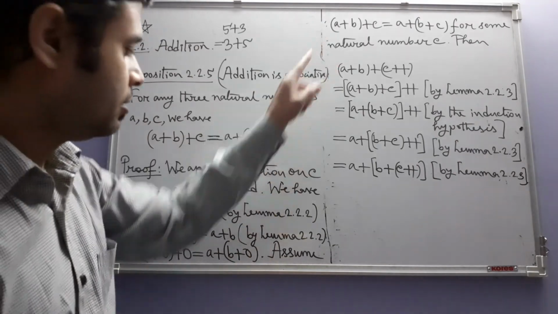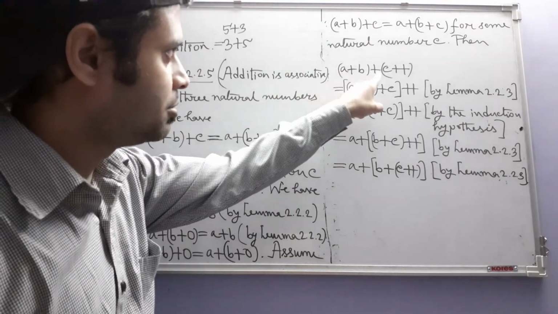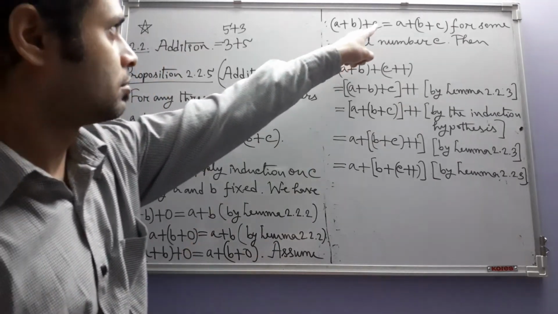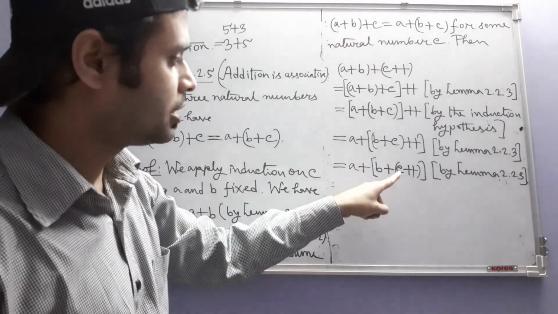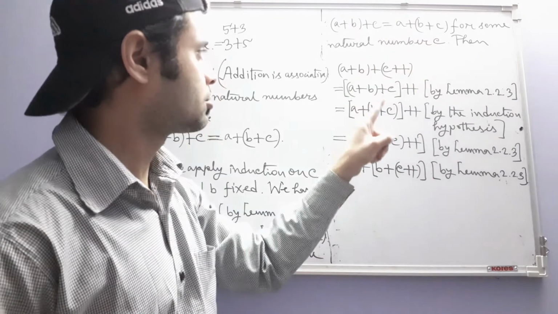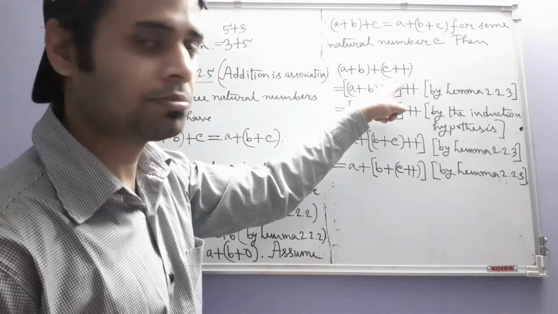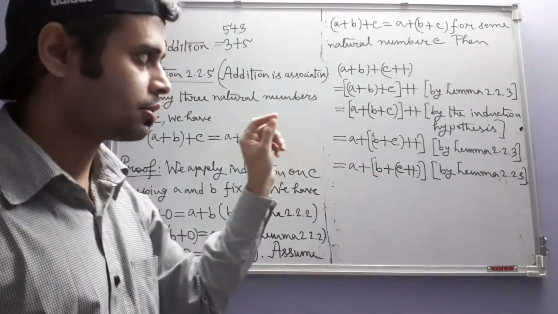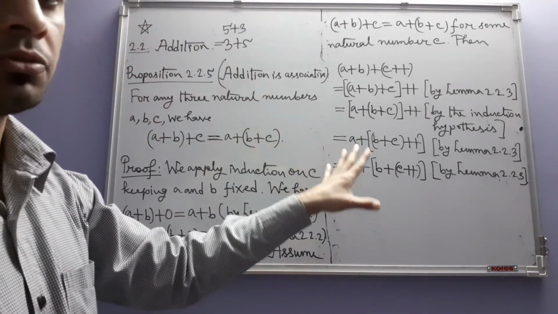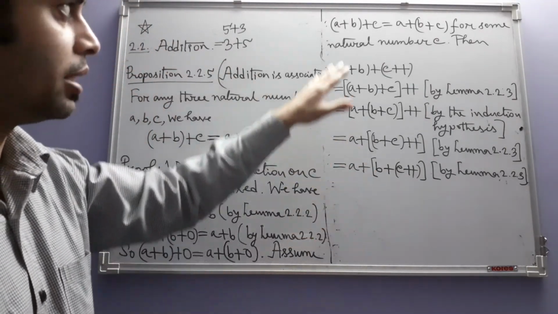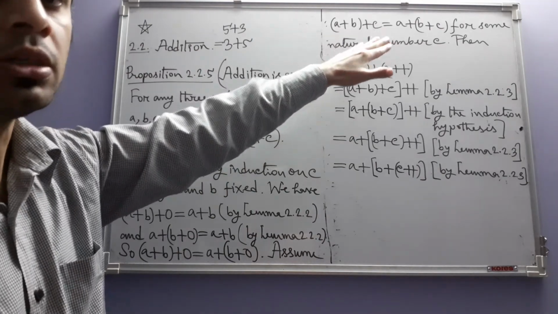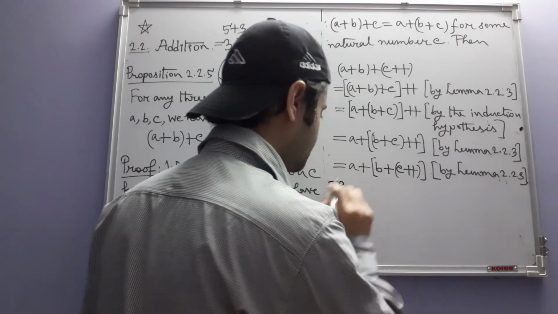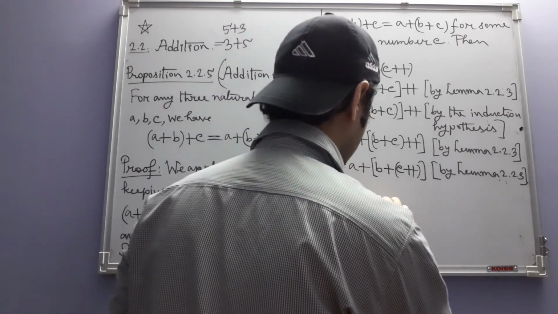So now you see a + b, in place of c I have c++ here, in place of c here I have c++. So that means I have proved the result for the successor of c based on the assumption that it is true for c. So this completes the induction and gives me associativity.